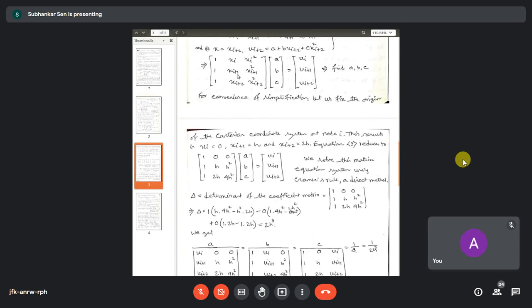In the first equation, wherever there is xi, we are making it 0. So we are getting 1 0 0 as the first equation. If you look into this equation, in this case, we are getting only one equation with one unknown. So directly you can tell that A equals ui.